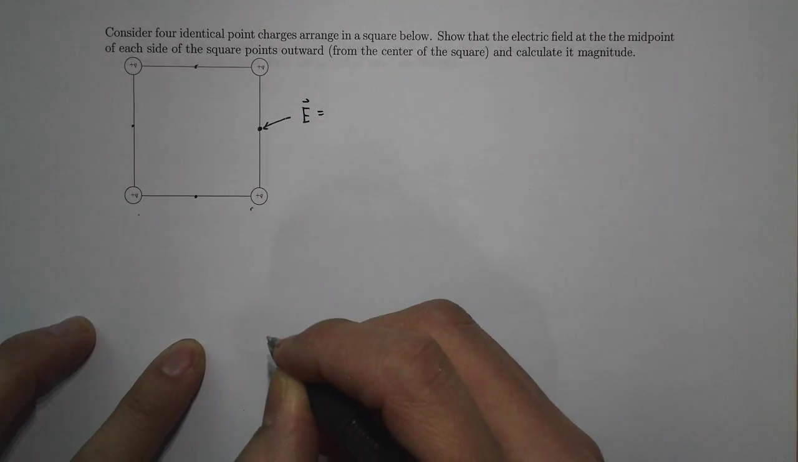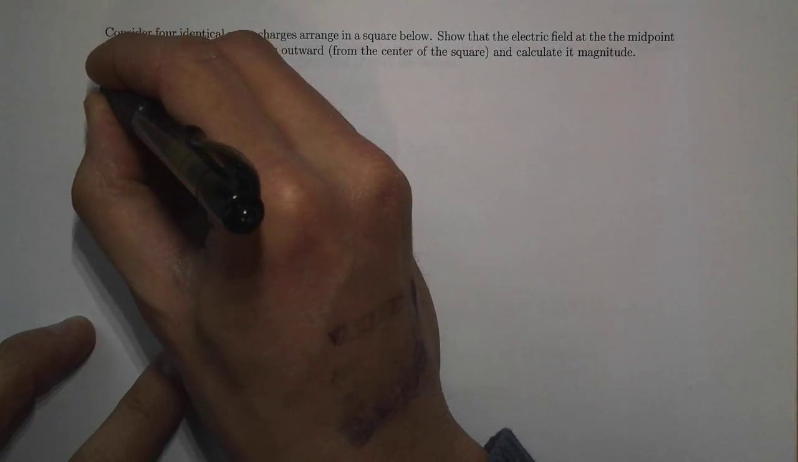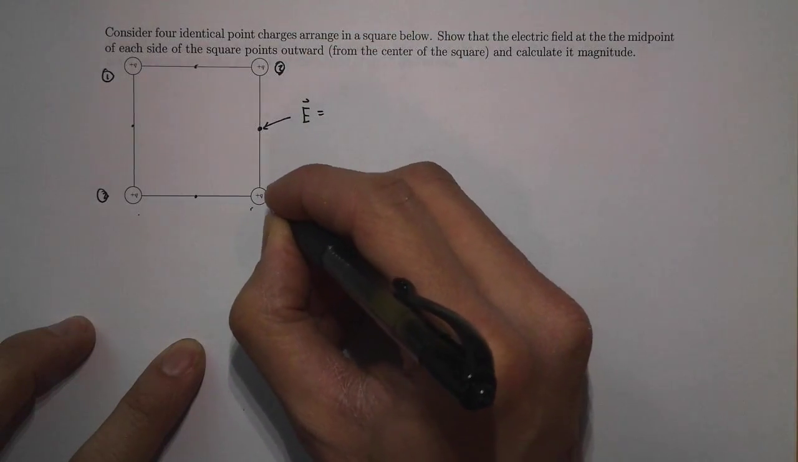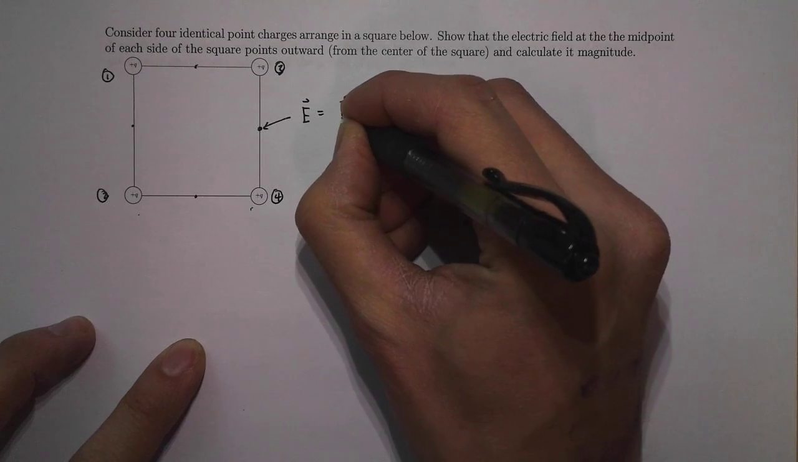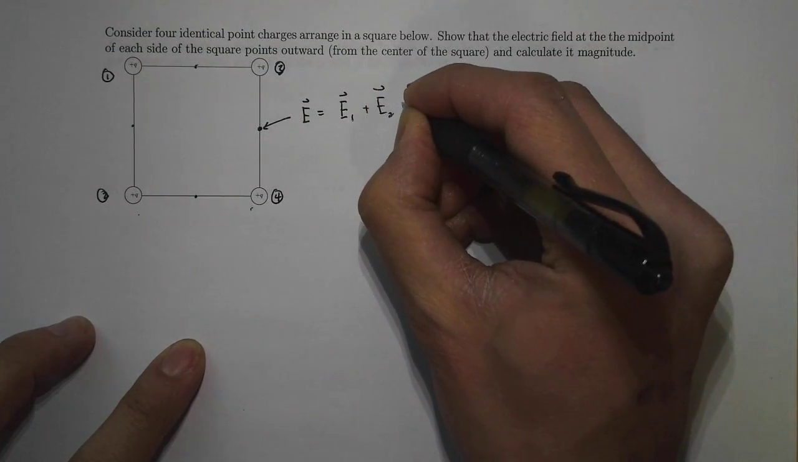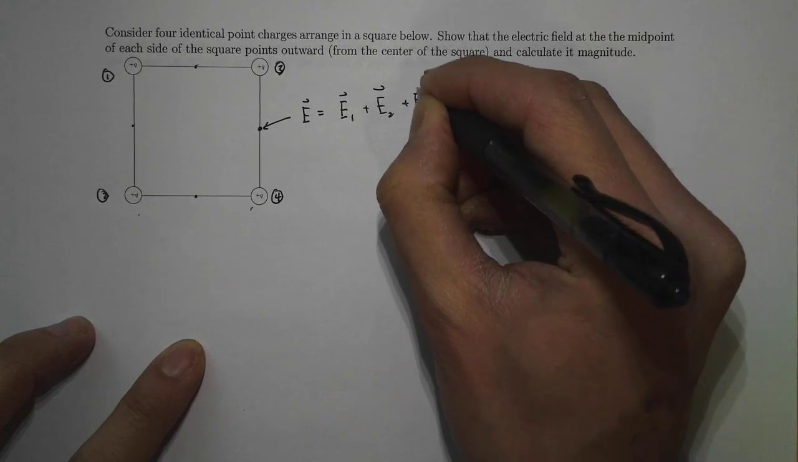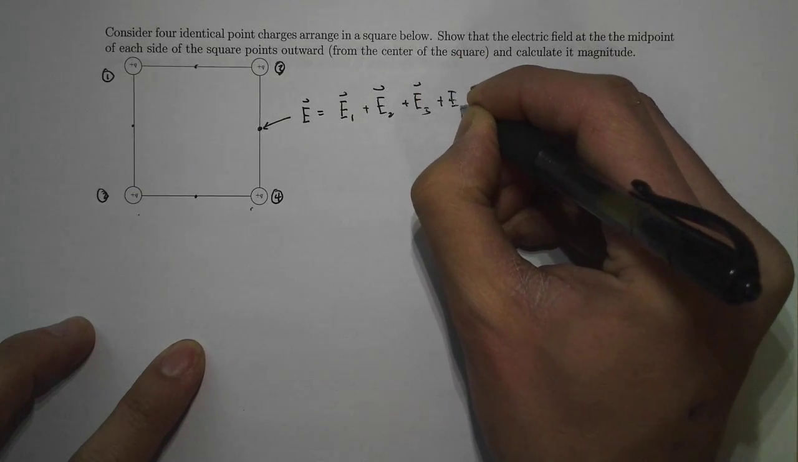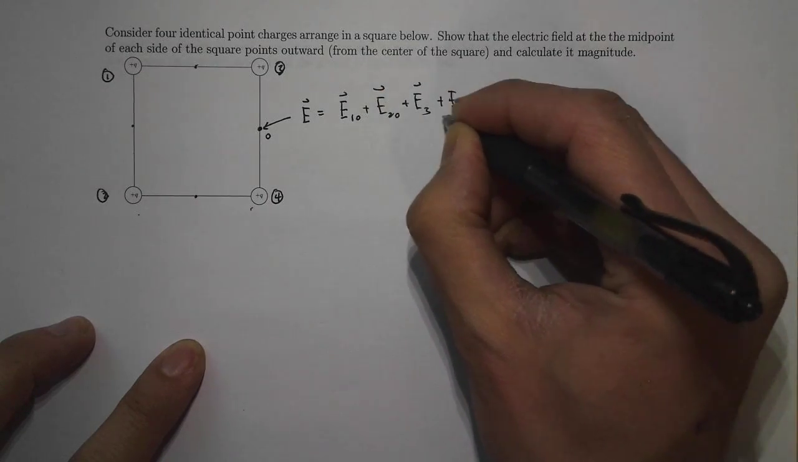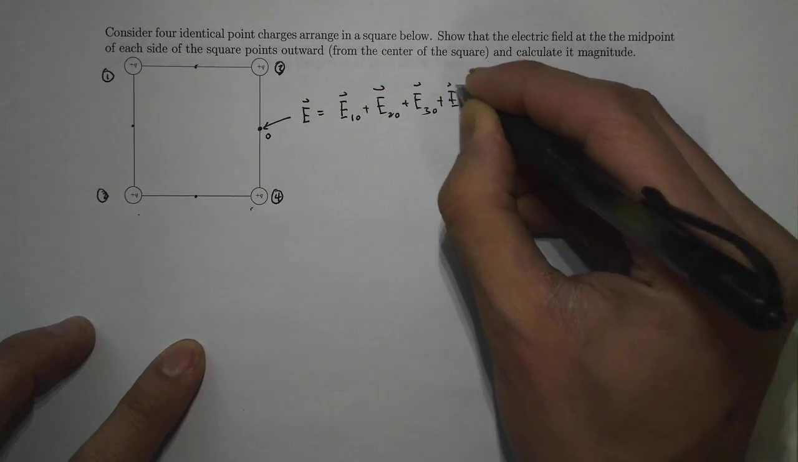Well, let's label all the point charges number 1, number 2, number 3, and number 4. So this would be due to the electric field from number 1, the electric field from number 2, the electric field from number 3, plus the electric field from number 4. I call this point O here, to be 1 on O, 2 on O, 3 on O, and 4 on O. Okay.